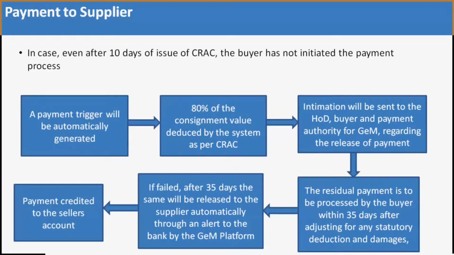In case, even after 10 days of issuance of CRAC, the buyer has not initiated the payment process, a payment trigger will be automatically generated and 80% of the consignment value deducted by the system as per CRAC. Intimation will be sent to the HOD, buyer and paying authority for GEM regarding the release of the payment. The residual payment is to be processed by the buyer within 35 days after adjusting for any statutory deduction and damages. If failed, after 35 days, the same will be released to the supplier automatically through an alert to the bank by the GEM platform.